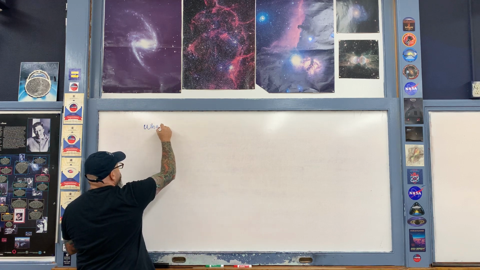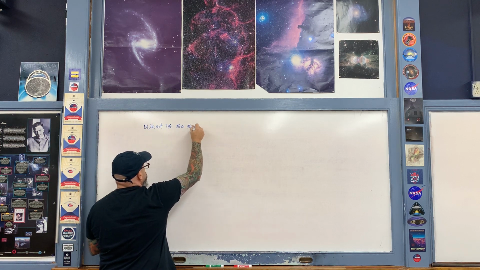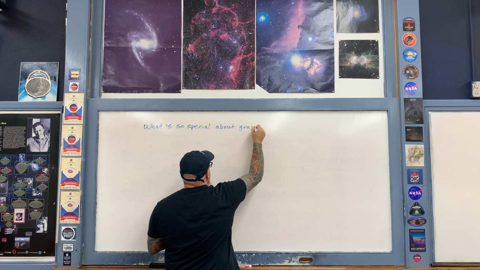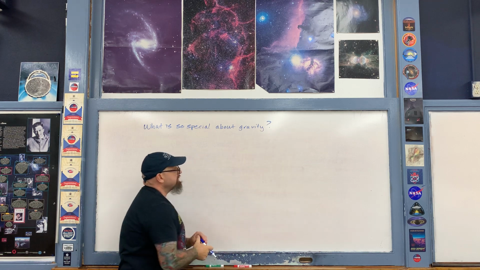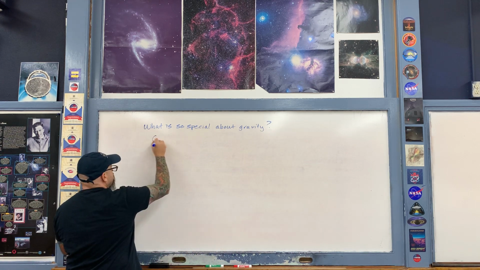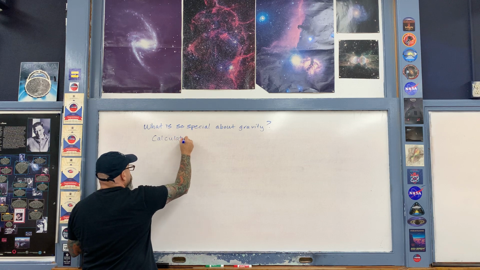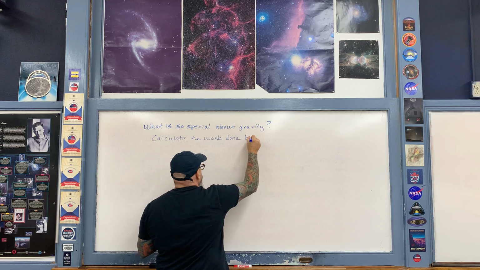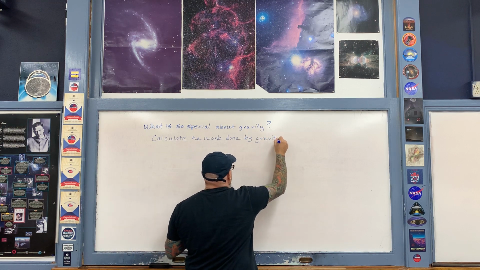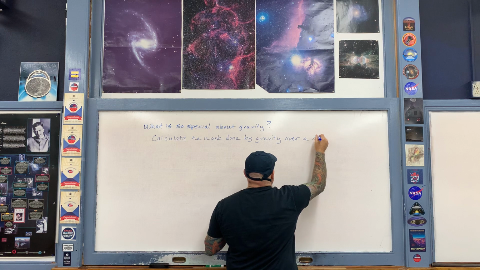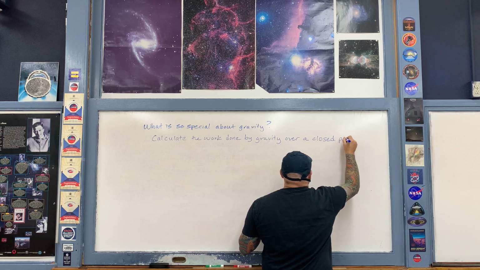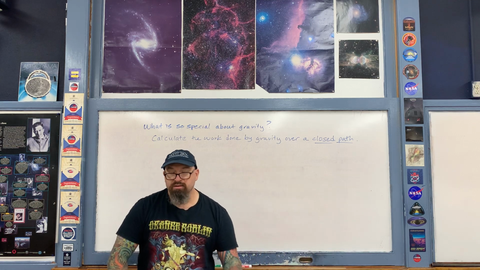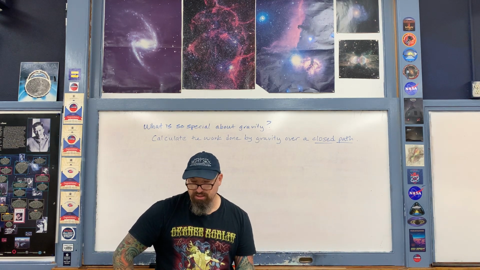Okay, so let's phrase it like this. What is so special about gravity? We're going to set up a very specific type of calculation. We're going to calculate the work done by gravity over a closed path. So a closed path is mathematical lingo for starting and stopping in the same location.